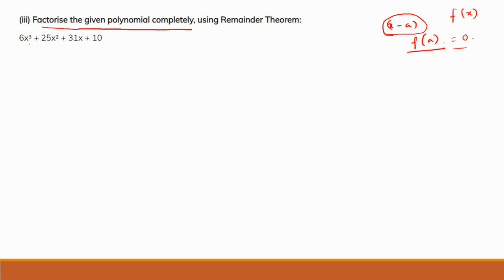So if x equals 1, let's check. Just check in the rough. It's like 6 plus 25, it's 31, and again 31, and again 10. So it's not happening, right? It's not coming to 0. If x equals minus 1, then it's minus 6 plus 25 minus 31 plus 10. So these three terms become 0, and this minus 6 remains, right? So still this is not happening.